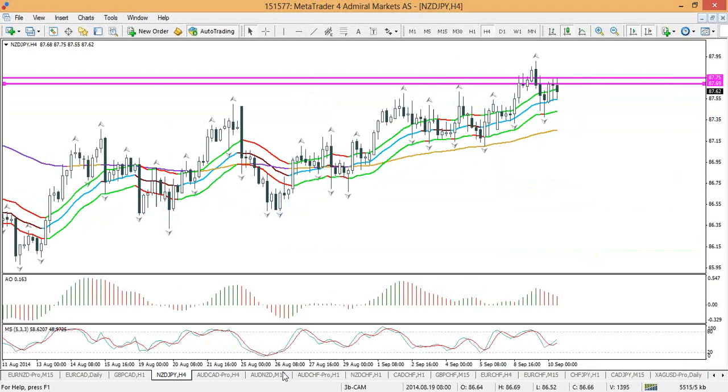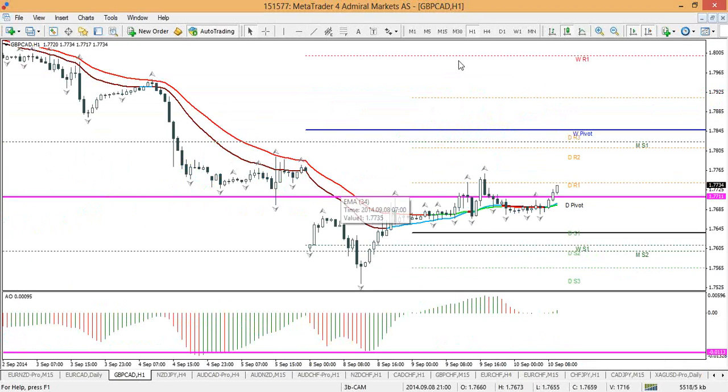Sorry about that. I was right next door. Sorry. Here's the pound CAD.